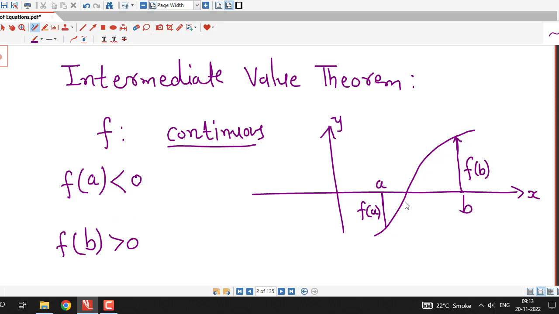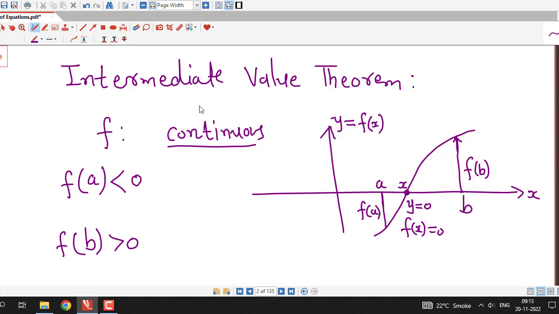Then we can see our function f(x) intersects the x-axis at this point. This point is on the x-axis, therefore the value of y is 0 at that point, and we are considering y equal to f(x). So at this point f(x) is equal to 0. So this is the root of the equation f(x) equal to 0.